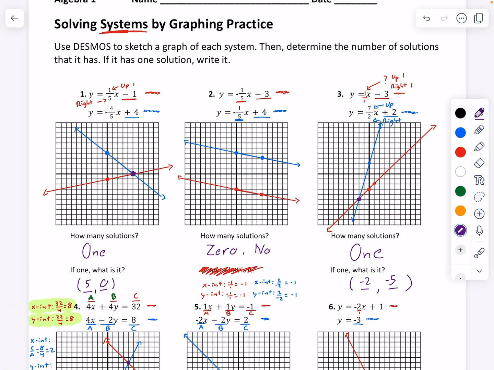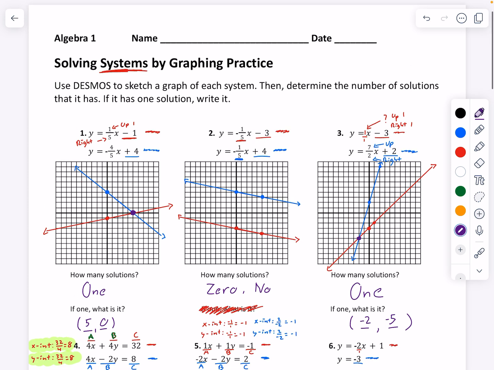Okay, we'll wrap this up a little bit tomorrow. You are going to do some practice on your own on the computer. So please make sure that you have your computer charged and ready to go.